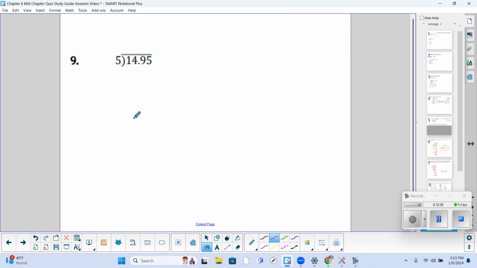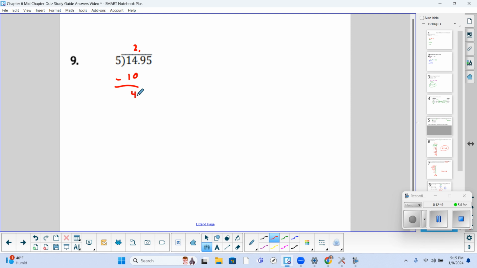Moving on to number 9. 5 goes into 14.95 how many times? Well, I like to put the decimal right there. Does 5 go into 1? No. Does 5 go into 14? It sure does. 2 times 5 is 15. What am I talking about? 2 times 5 is 10.